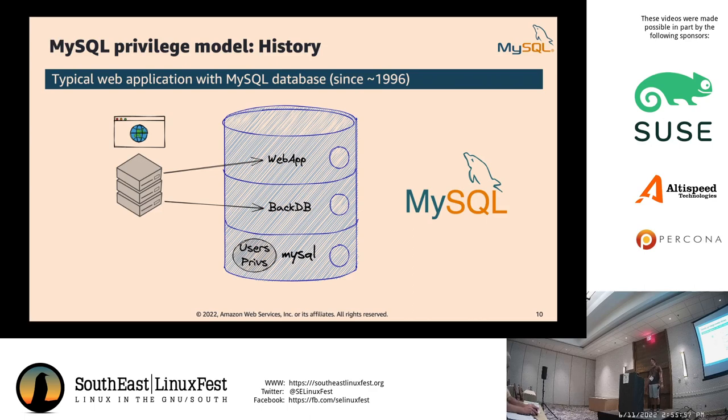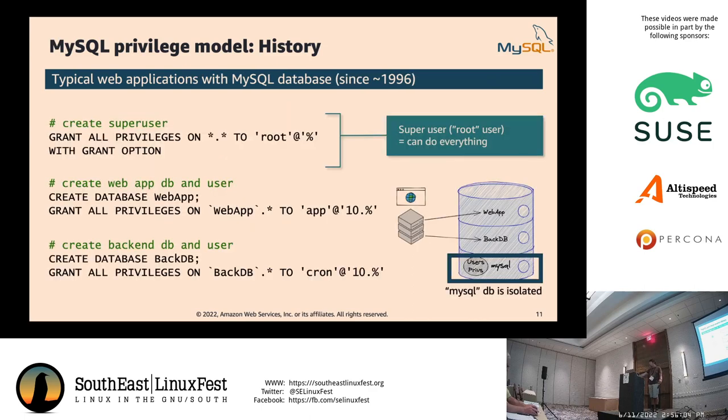The MySQL system database is where MySQL stores usernames and passwords. So if we create usernames for the typical web application, we usually already have a super user, root user, which has access to all the databases. Then we create a database for the web application, and then we create a user which has all access to that particular web application database. And this is how there is a separation between the web application user and the MySQL system database, for example. Now we configure our application to use this web app user, and everything is good. So the MySQL DB here is isolated.